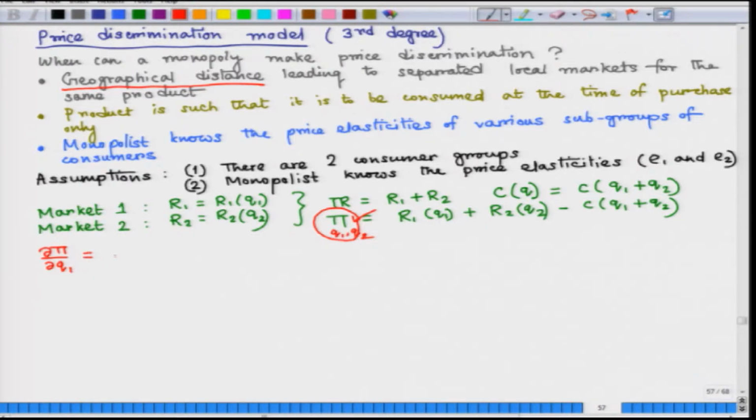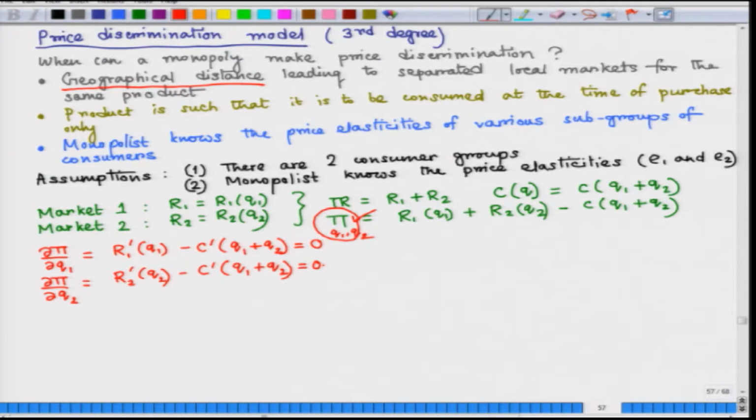So, this will lead to R1 prime Q1 minus C prime Q1 plus Q2, right. We need to set that equal to 0. Similarly, del pi del Q2 will lead to R2 prime Q2 minus C prime Q1 plus Q2. We need to set that equal to 0.